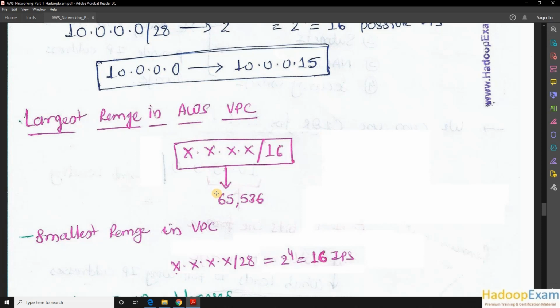So the smallest range in a VPC, and this is the maximum possible range, you can create 65,536 IPs, which is the maximum possible, and the minimum possible is 16 IPs.